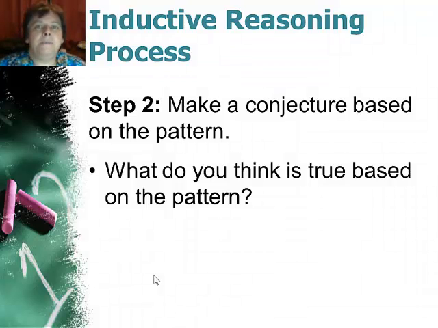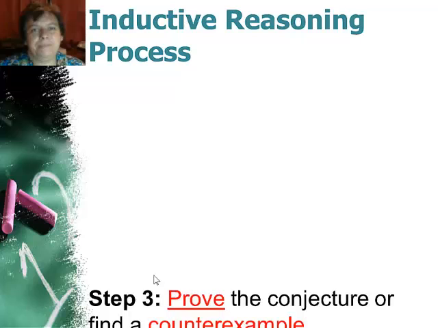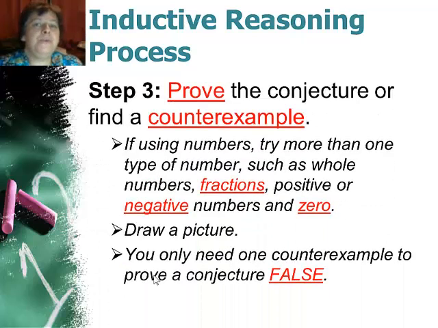The second step is to make a conjecture based on the pattern. So you can say, aha, this is related to that by that. So what do you think is true based on the pattern? So in my previous example, we think it's true that the person is going to say "ow" every time we throw a potato at him. Now, how do we prove the conjecture? So we need to either prove the conjecture or we can find a counterexample. Counterexamples are really great ways of proving a conjecture is not true.